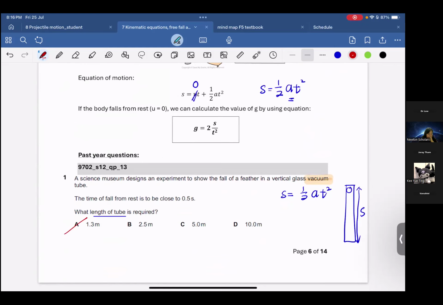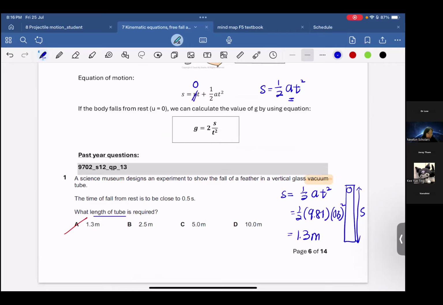So goes to question number 2. Right, try. Question number 2 is testing your mathematics. Move here and there, compare. So this one, 1 over 2, 9.81, then t is 0.5 squared. So your answer will be 1.3 meters.